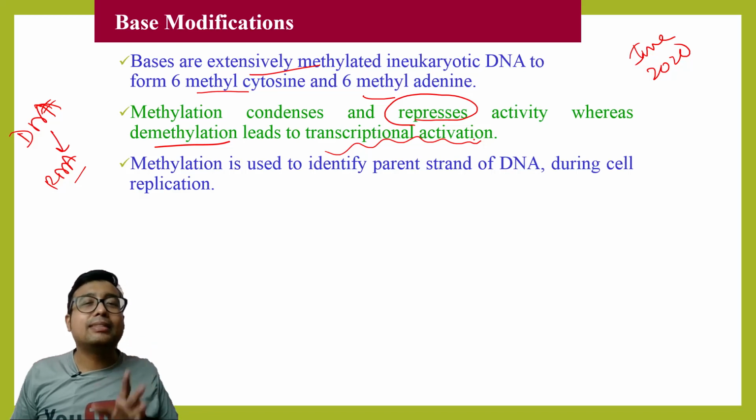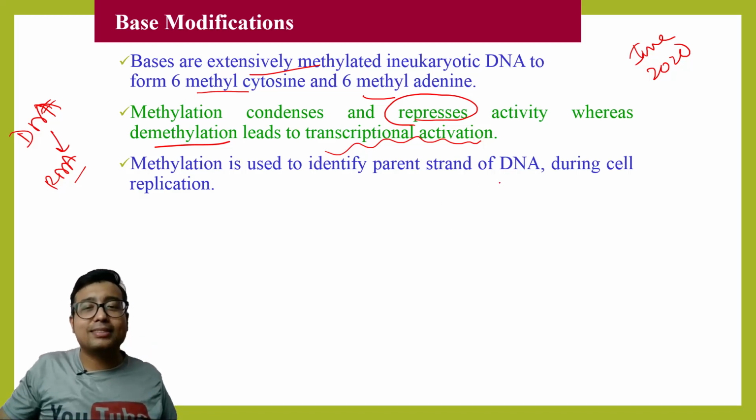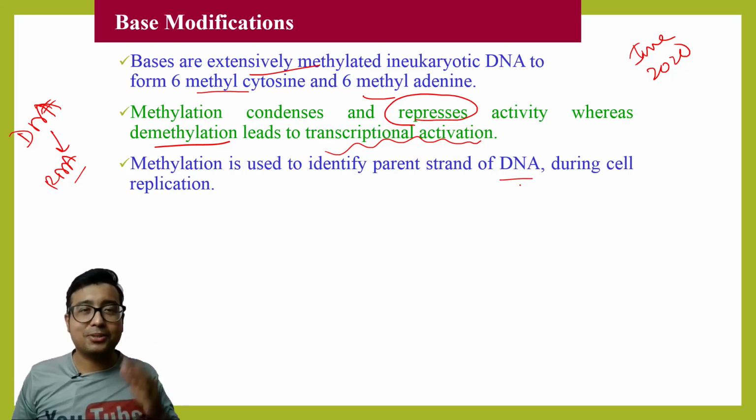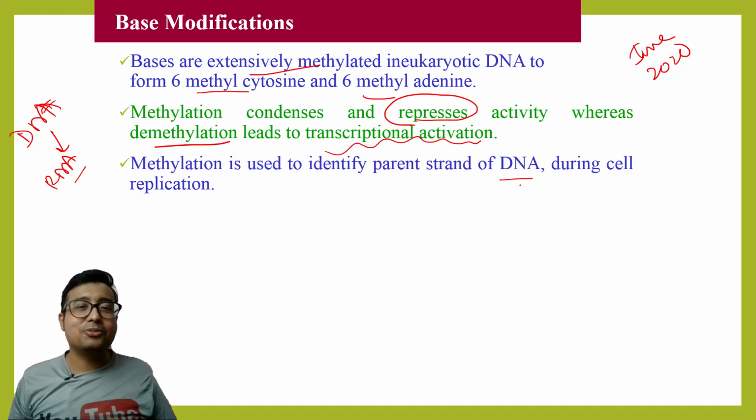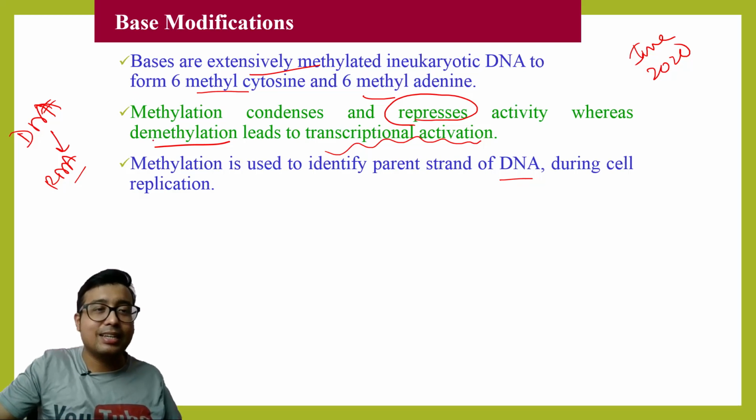And moreover, methylation is used to identify the parent strand of DNA during replication. So DNA polymerase needs to identify which one is the parent strand and which one is the daughter strand, and methylation helps in that process.